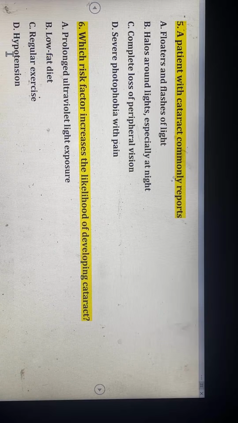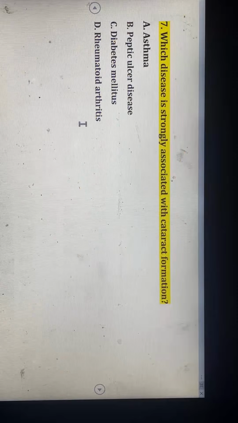Now, if you choose D, you are wrong. If you choose C, you are wrong. If you choose B, you are wrong. If you choose A, you are correct. When a person is always exposing the cornea and the lens to light, being ultraviolet light, it can cause cloudiness, which is what cataract is. So the right answer is what? A, ultraviolet light exposure.